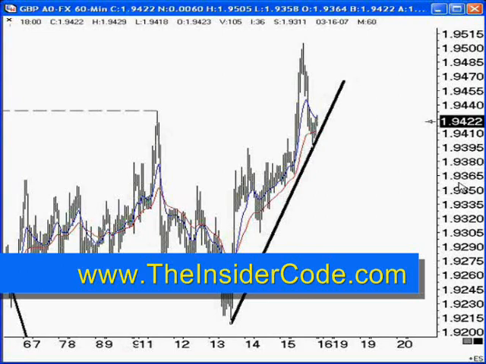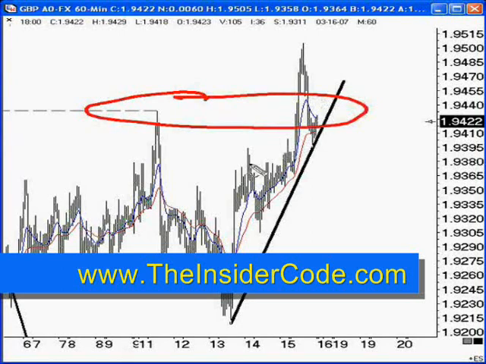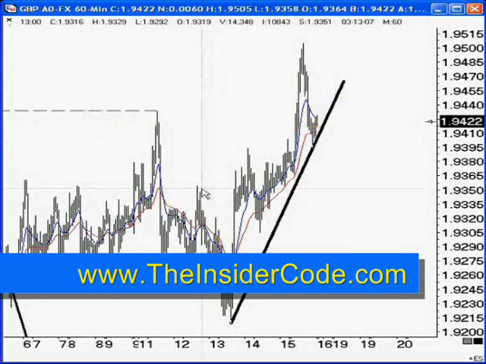Okay, so now I have a very specific plan, don't I? I have a specific plan for how the market is going to deal with this area. Now you may be thinking to yourself, yeah, but what if it does this? But what if it does that? But, get your butt out of the way. Okay, your butt is only going to get you in trouble.